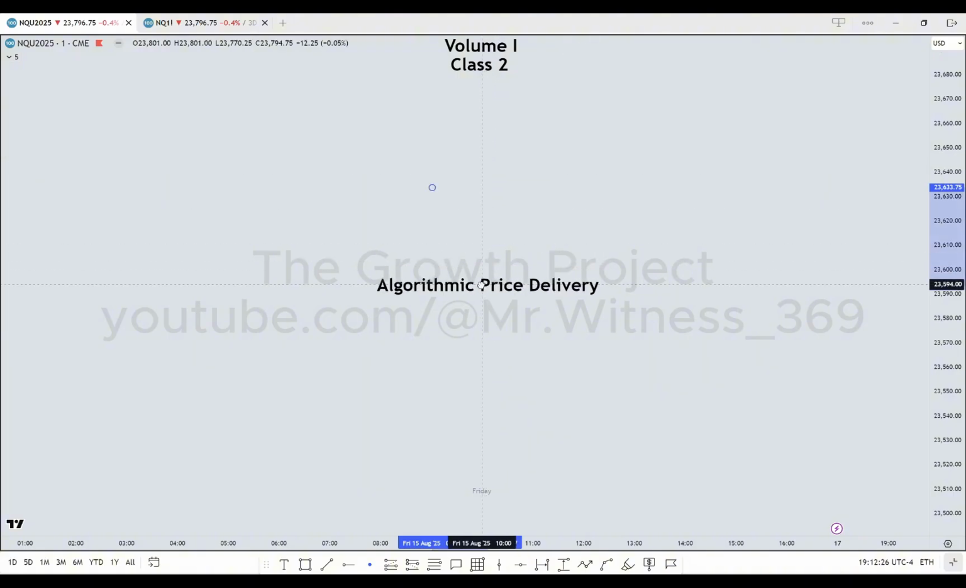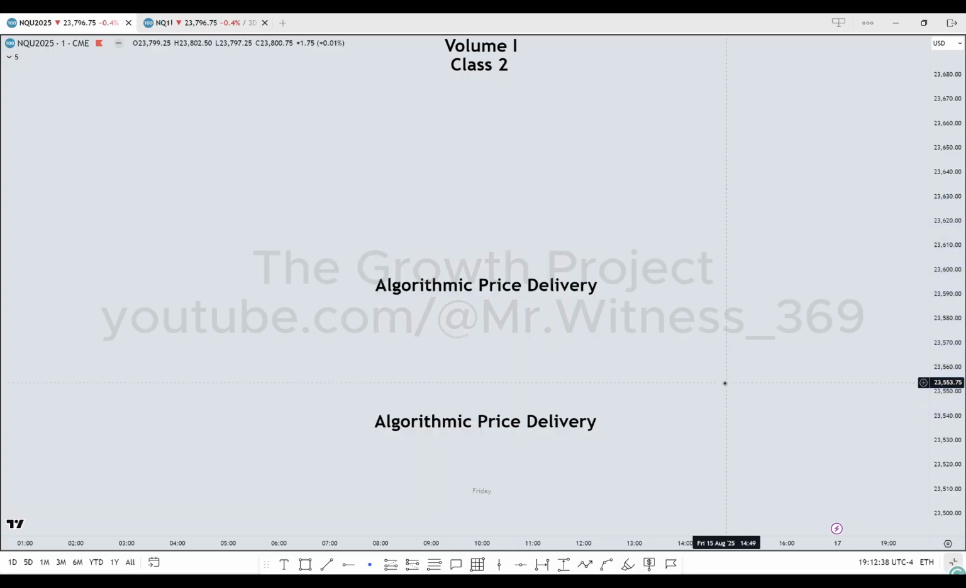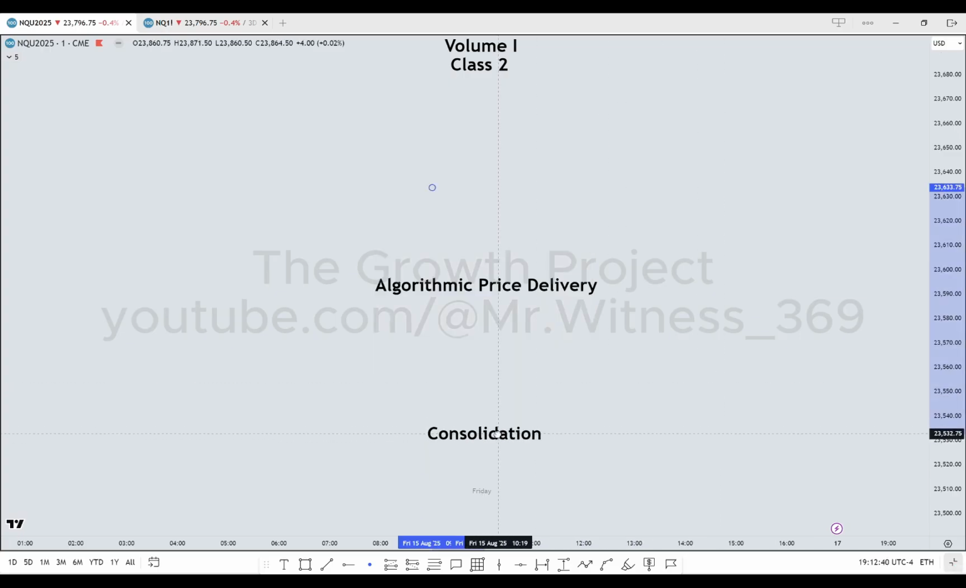But let's talk about the 4 stages of the market that the market uses in order to deliver price efficiently. First we have consolidation, and this is the most important stage of the 4 because this is the origin of everything else. Everything will start from the consolidation, okay?